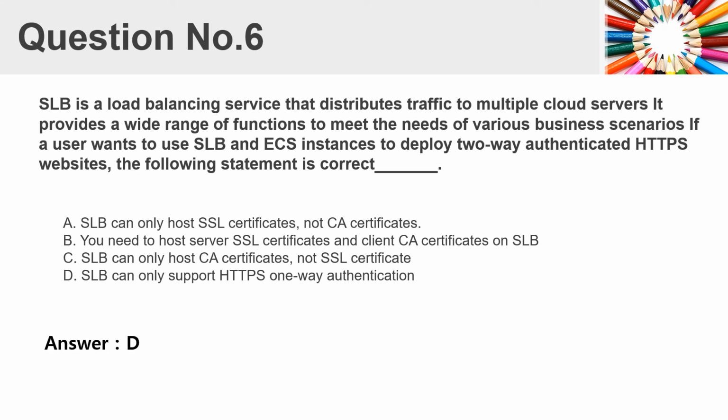Question number 6. SLB is a load balancing service that distributes traffic to multiple cloud servers. It provides a wide range of functions to meet the needs of various business scenarios. If a user wants to use SLB and ECS instances to deploy two-way authenticated HTTPS websites, the following statement is correct: _blank. A. SLB can only host SSL certificates, not CA certificates. B. You need to host server SSL certificates and client CA certificates on SLB. C. SLB can only host CA certificates, not SSL certificates. D. SLB can only support HTTPS one-way authentication. Answer: D.